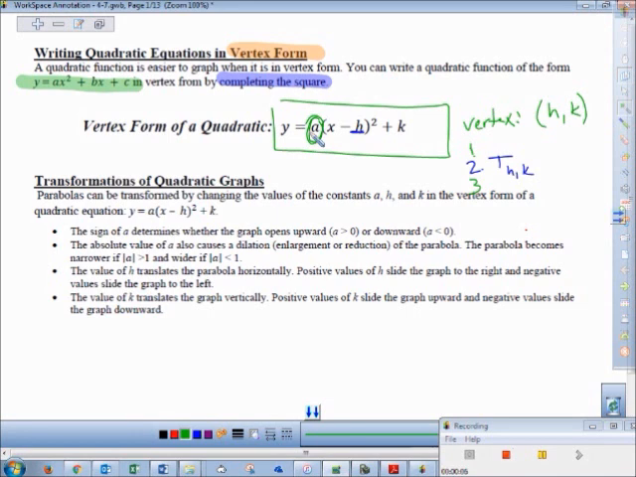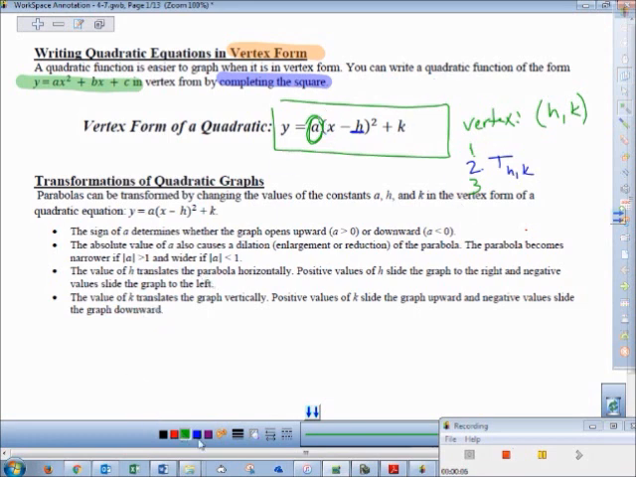Vertically stretched. And what happens when you take a parabola and vertically stretch it? Does it get fatter or skinnier? It gets skinnier. And if that number was between 0 and 1, it would get vertically compressed, which means it gets fatter. What if it was 1? There'd be no dilation whatsoever.